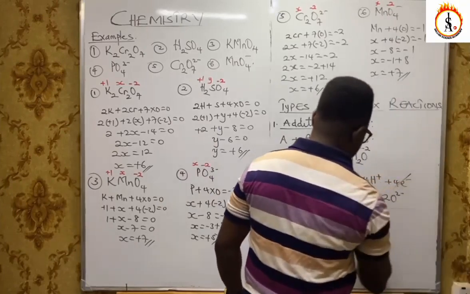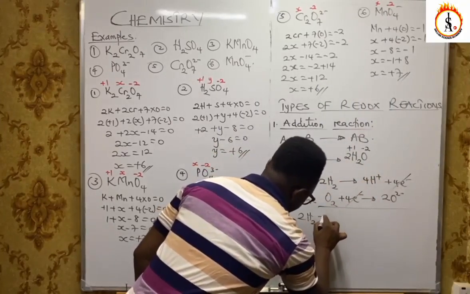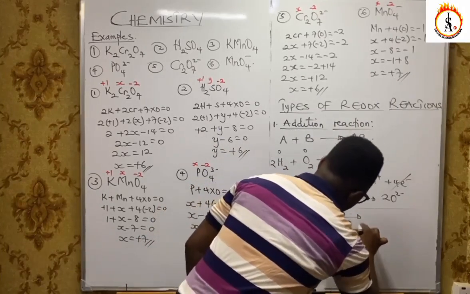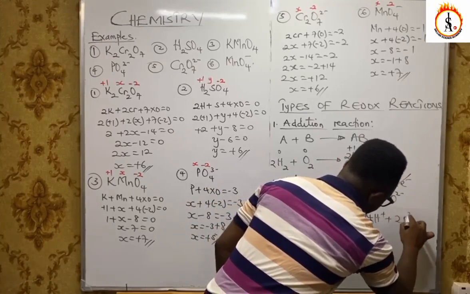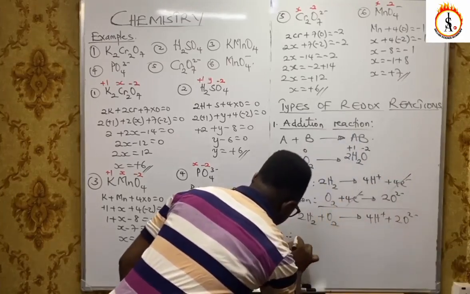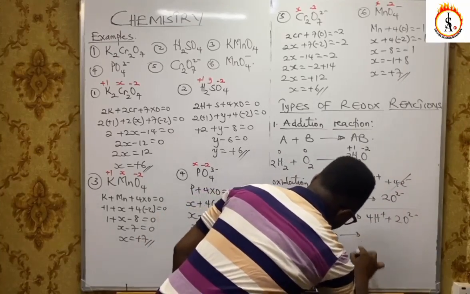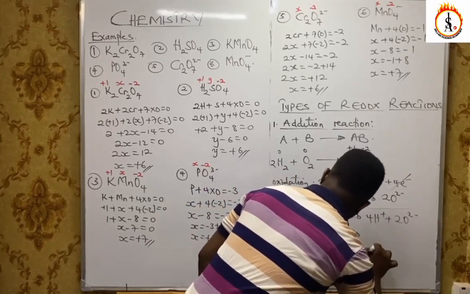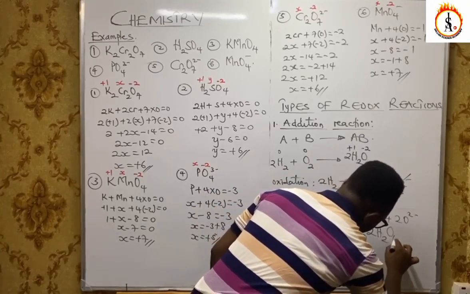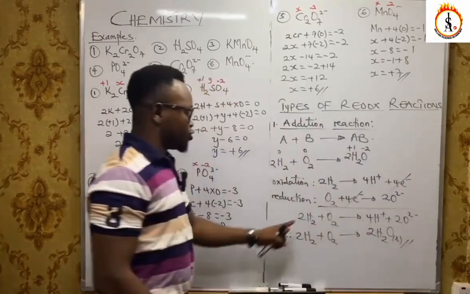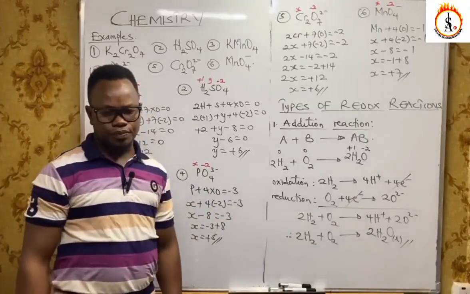So we can add this together, cancel this, and we work it out. So we get 2H2 plus oxygen to give us 4 hydrogen ions and 2 oxide ions. So it can be further simplified as 2 hydrogen molecules plus a molecule of oxygen to give us 2 moles of water. So this is a practical example of a redox reaction.